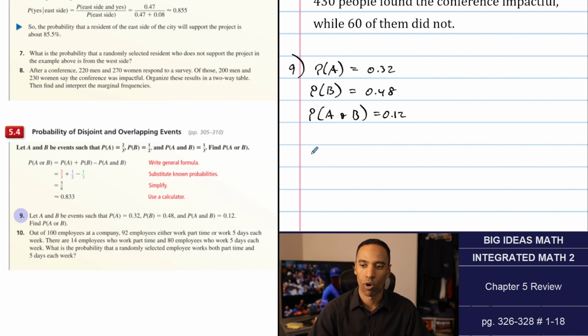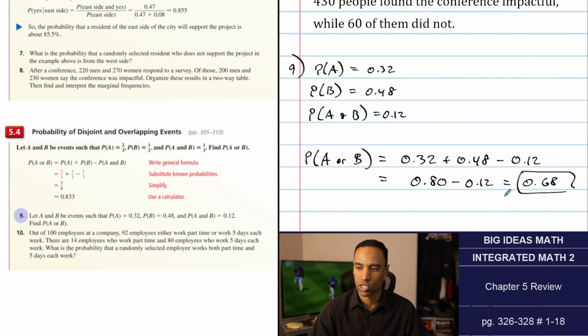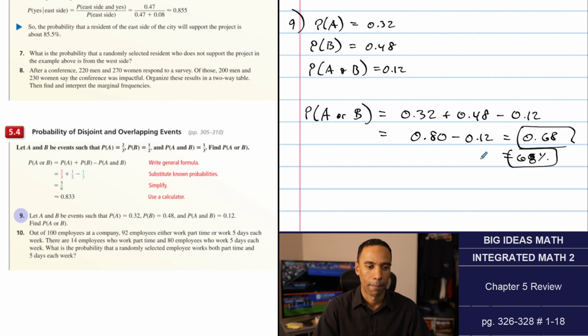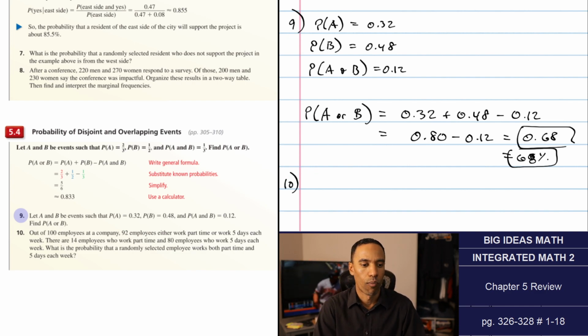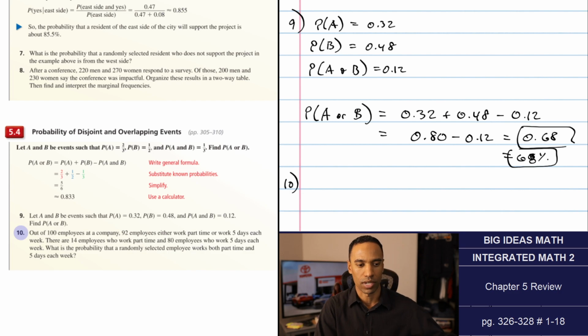So probability of A or B is probability of A plus probability of B minus probability of A and B. So this is 0.8 minus 0.12, which is 0.68, which is also 68%. There you go. There's number 9. Number 10, out of 100 employees at a company, 92 employees either work part-time or work 5 days each week. So it's an either or on that.